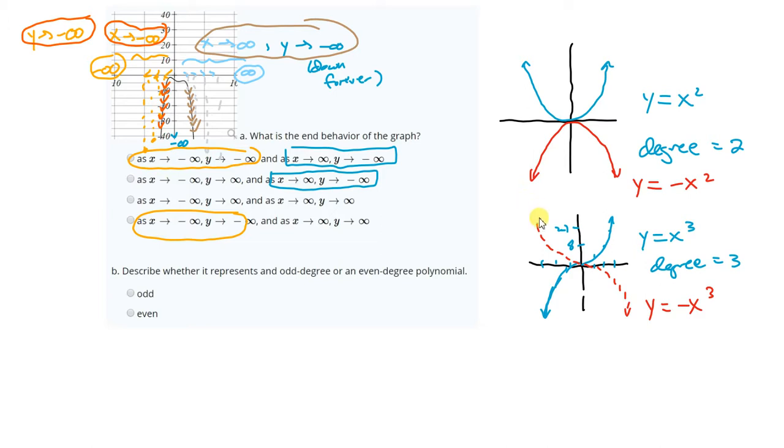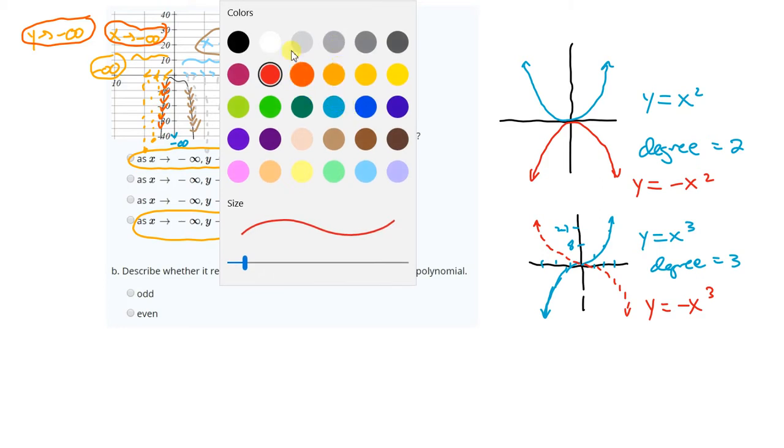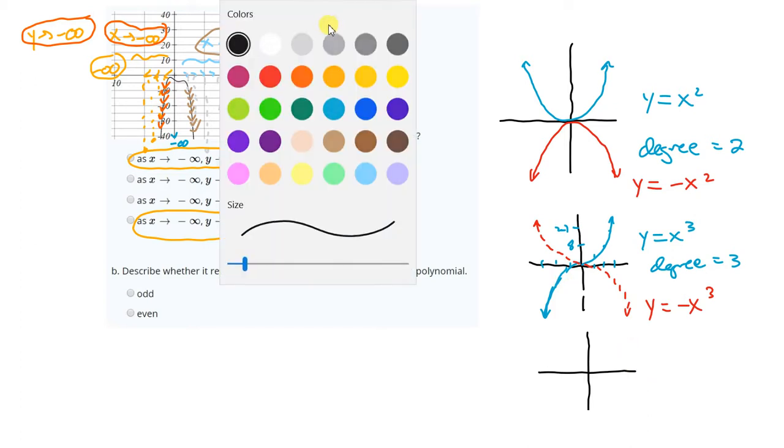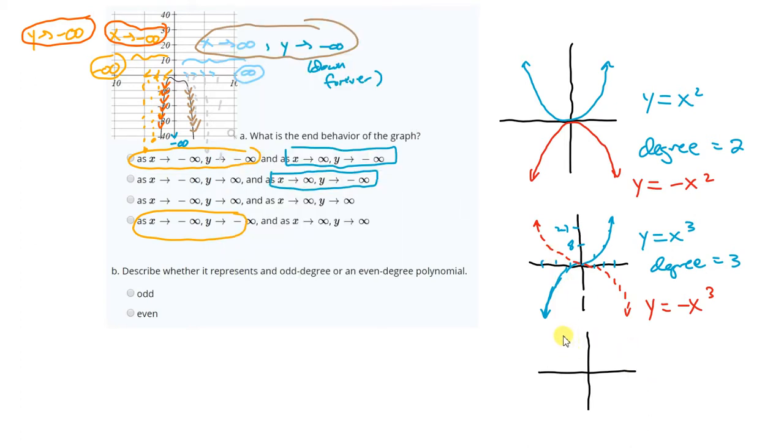Notice again the ends are moving in opposite directions from each other. Okay? How about x to the fourth? X to the fourth looks like x squared, just a little steeper. So x to the fourth looks kind of like this. It's actually a little flatter on the bottom and then a little steeper on the sides. So this is y equals x to the fourth.